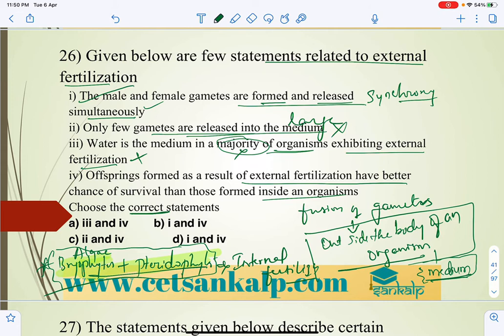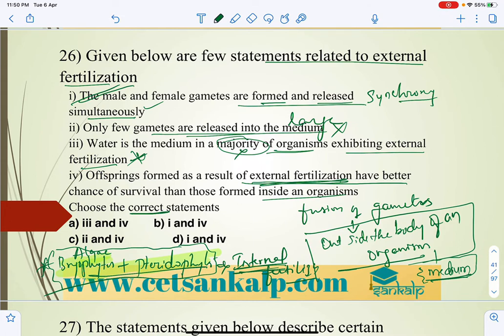See, in bryophytes and pteridophytes, we can't consider that as internal fertilization. Sorry, external fertilization; here it is internal fertilization. So we can't select the water medium statement. Offspring formed as a result of external fertilization having a better chance of survival: organisms do not have a better chance. So here only one is the correct answer.